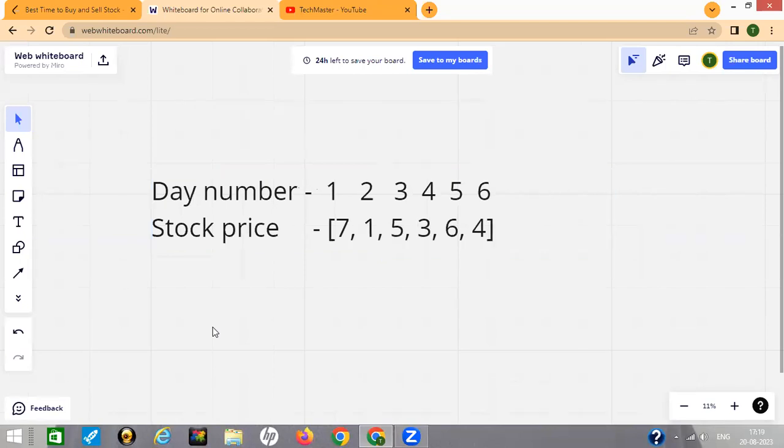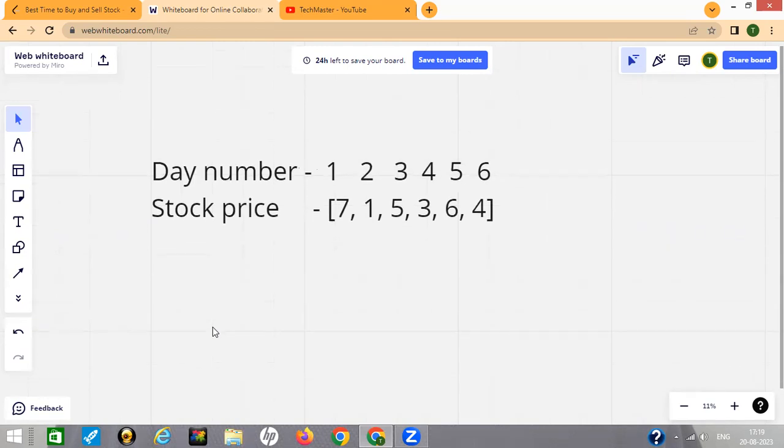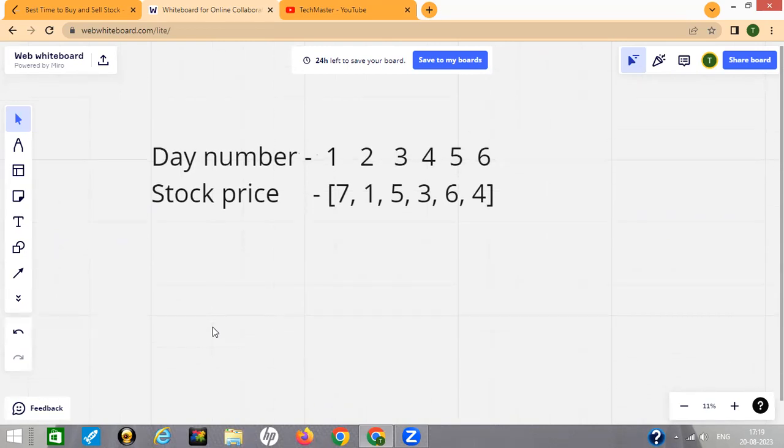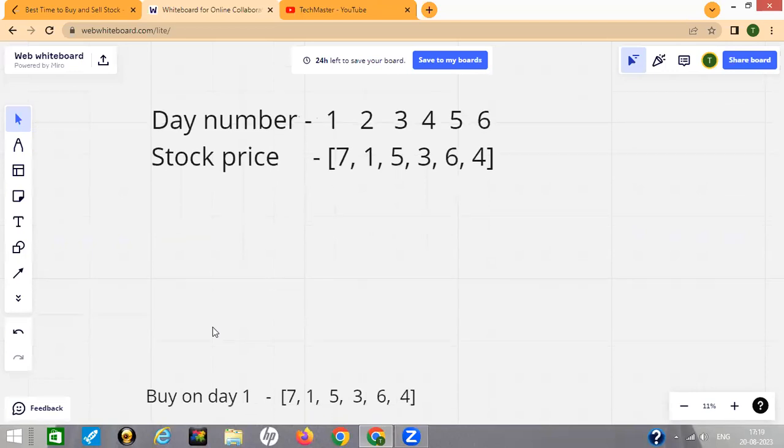So, one solution that's coming to my mind immediately is the brute force solution, where we buy the stock on any given day, and then we see what all profits we are making if we sell the stock on any upcoming day. So let me get into more detail.